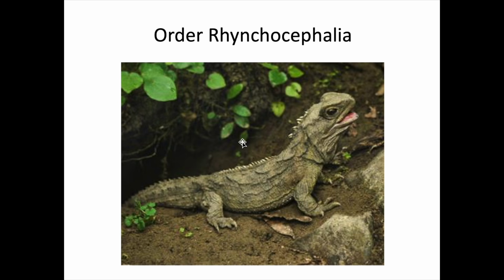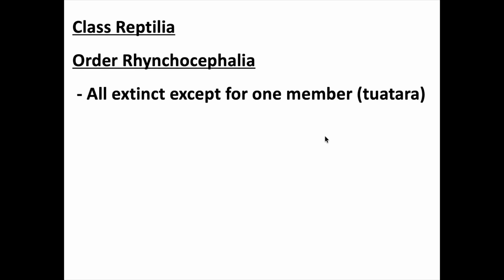This is something called a tuatara. This order used to be much bigger. A lot of these have gone extinct to the point where there's actually only one member of Rhynchocephalia alive today. That's what we're looking at here, the tuatara, all extinct except one. Why is this worth noting when there's only one member?